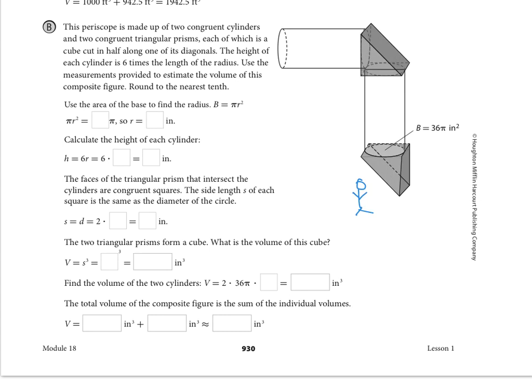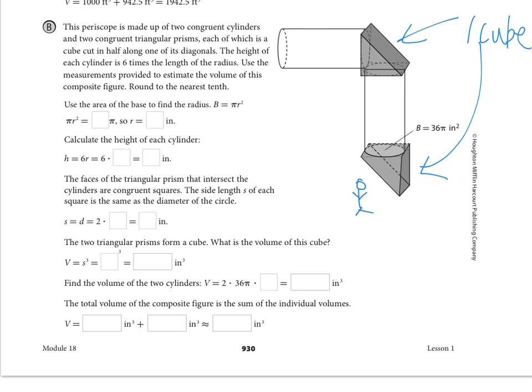So the periscope is made up of 2 congruent cylinders and 2 congruent triangular prisms, each of which is a cube cut in half along one of its diagonals. So this right here plus this right here is going to equal 1 total cube. That's important to know. The height of each cylinder is 6 times the length of the radius. So that's important to know too.